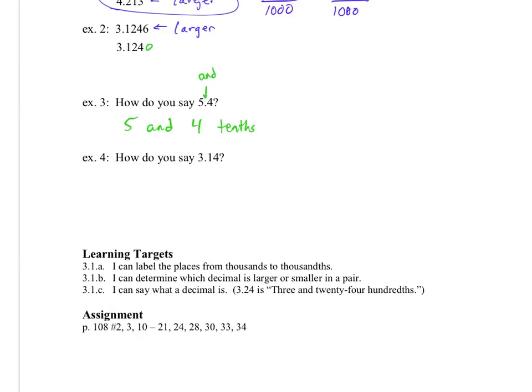So how do you say 3.14? Go for it, Marissa. That would be 3 and 14 hundredths. Nice. 3 and 14. Because we have 2 decimal places, that second spot was the hundredths place, so 3 and 14 hundredths. And that's all I have for section 1. Any questions?